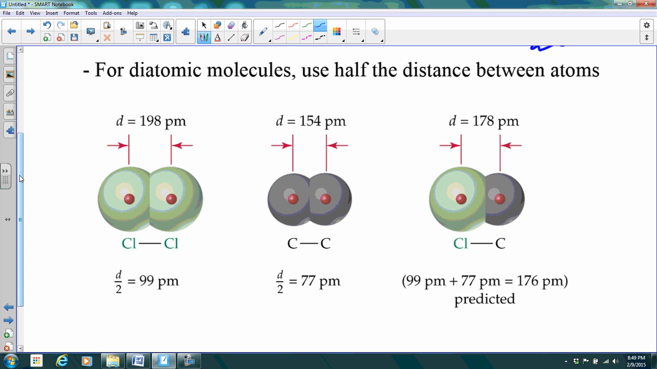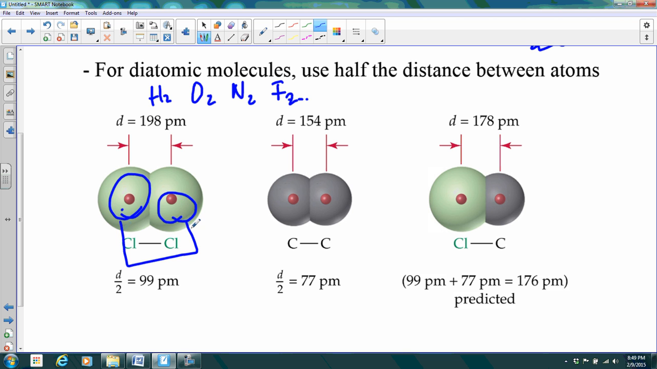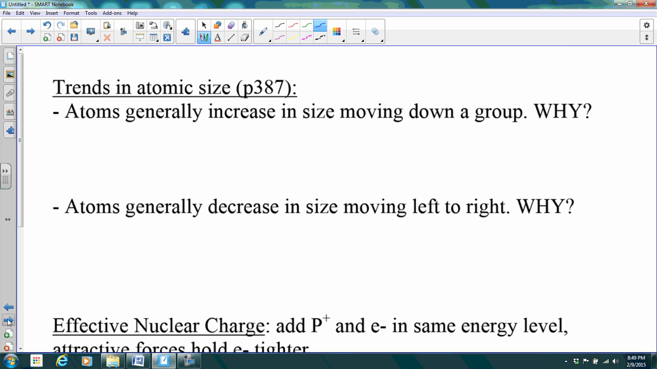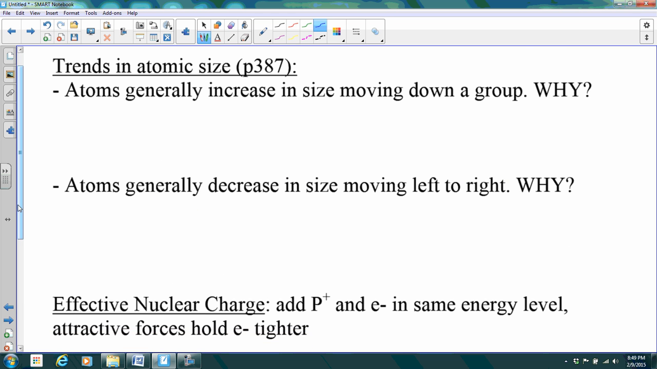For diatomic molecules, some that we've been using a lot are hydrogen, oxygen, nitrogen, fluorine, etc. They use these diatomic molecules and measure the distance from nucleus to nucleus, then divide that by 2 to figure out the atomic radius. Again, this is predicted because we can only predict where the electron is 90% of the time. If we're going to use some of these trends, page 387 explains them a little more, in a nice little box.